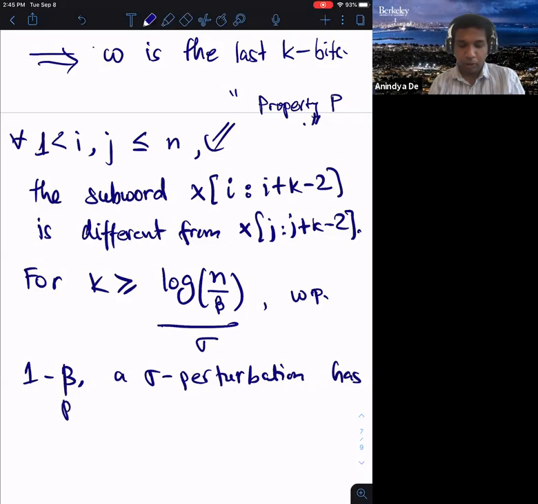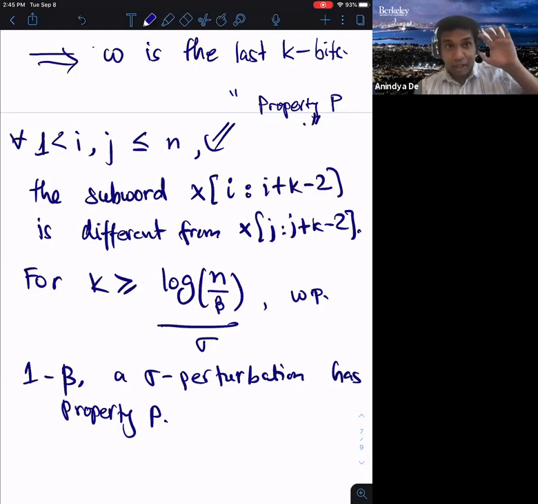Has property P. So this is the precise property you require for the extension-based algorithm to work. Hopefully that made sense. Did I answer your question, Joe? This is the deterministic property you require, that all subwords starting at any position of length roughly log n should appear distinct. As long as that happens, you can reconstruct the string, provided you have the subword counts.